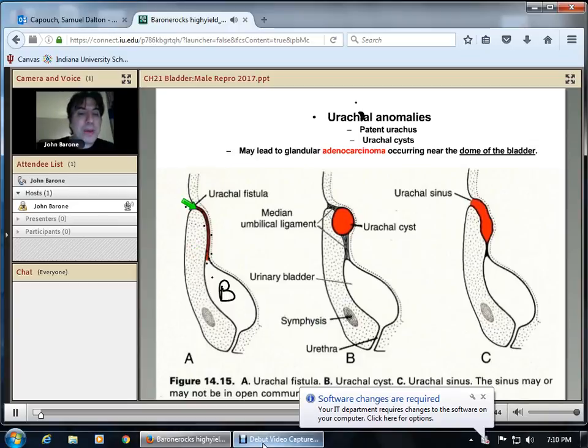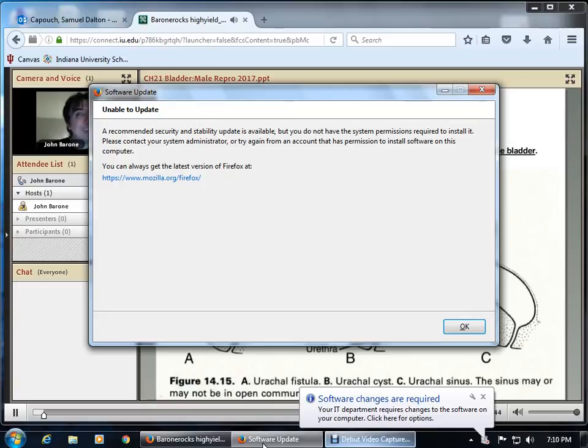So if it's still patent, this connection is still there to the belly button, that is called a patent urachus. Now when this baby's born, what's coming out of the belly button will be urine. So remember, urine, urachus, that's a patent urachus. Now remember, if feces are coming out of the belly button, meconium, we want to remember a vitelline duct fistula.